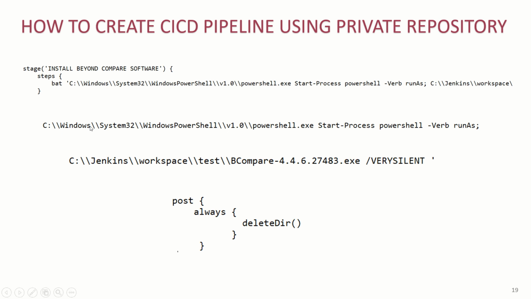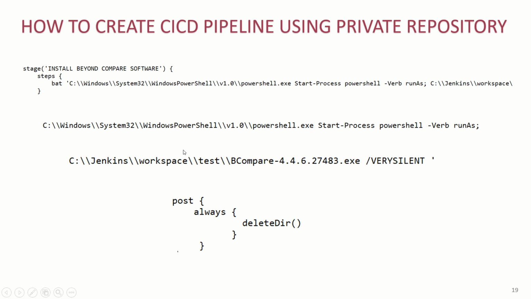So this particular command I'm using in order to open that PowerShell with admin rights. Firstly we need to see where our PowerShell.exe is there on our Windows machine. It always remains on the same path under C Windows System32 Windows PowerShell, then version 1.0, and then we have PowerShell.exe. So we need to give the complete path here.